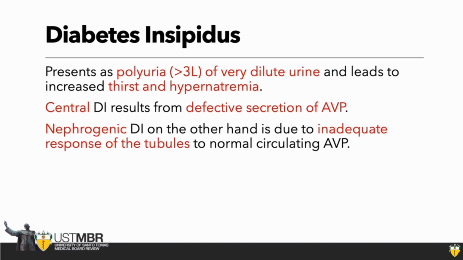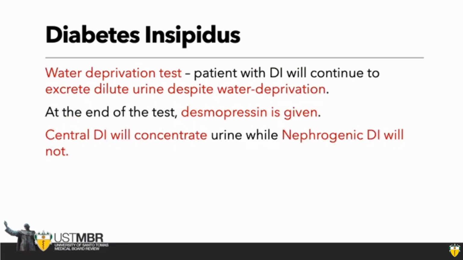So pretty much central DI is like type 1 diabetes, whereby you don't have the hormone itself. Nephrogenic DI is like type 2 diabetes, where there's a resistance to an existing antidiuretic hormone. So how do we test?